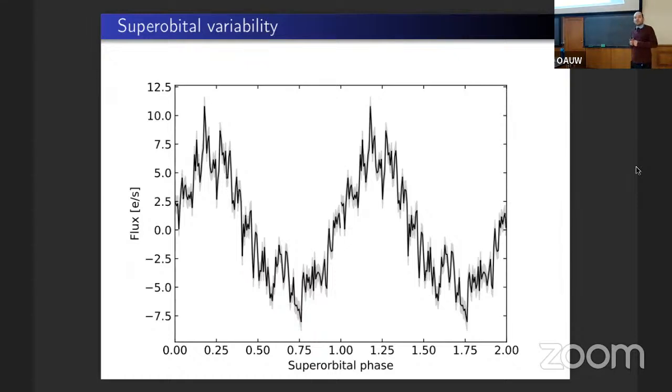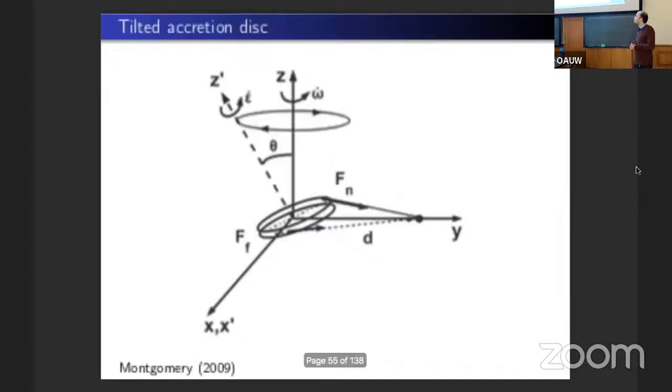So this kind of variability has been known for many years, I think 40 years or something like that. But we still don't have definite proof of the nature of the superorbital variability. So it's interesting to look more into that.